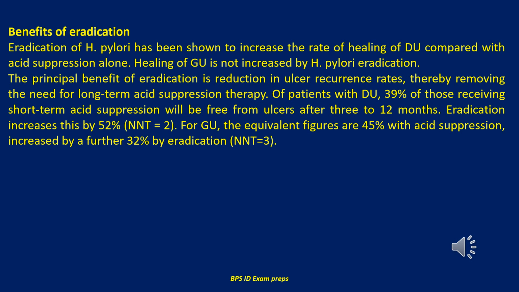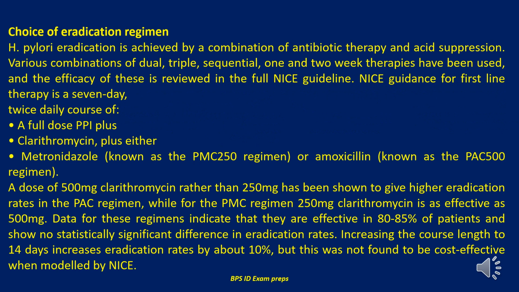Of patients with duodenal ulcers, 39% of those receiving short-term acid suppression will be free from ulcers after 3 to 12 months. Eradication increases this by 52% with an NNT equal to 2. For gastric ulcers, the equivalent figures are 45% with acid suppression, increased by a further 32% by eradication, with an NNT equal to 3. Next we will discuss the choice of eradication regimen.